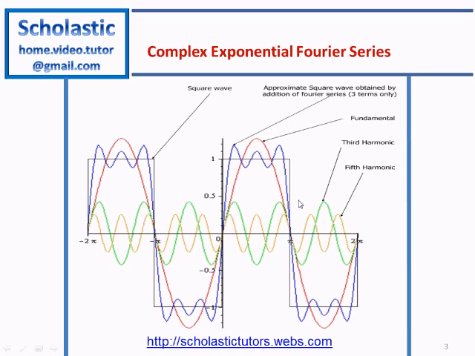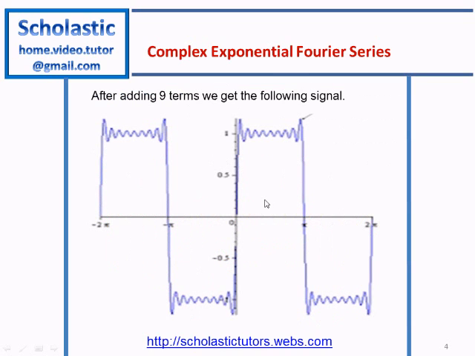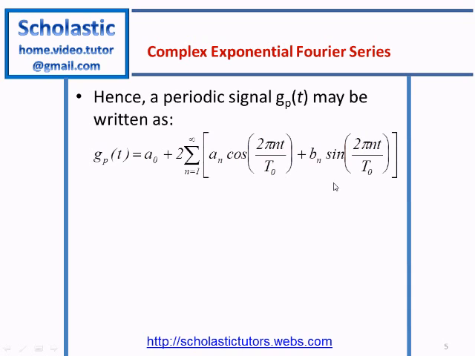So likewise, if we add more than 3, we can get a little bit closer to the original signal. For example, here, when you add 9 of the harmonics, we can get this kind of a signal. The original signal was a square waveform, and now we get this kind of waveform. So basically, we can use sine and cosine functions to represent a given signal in time domain.